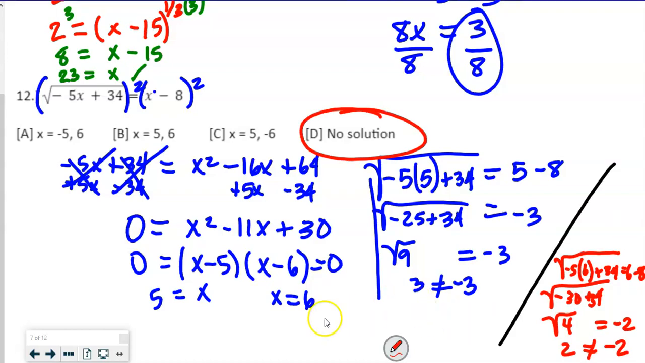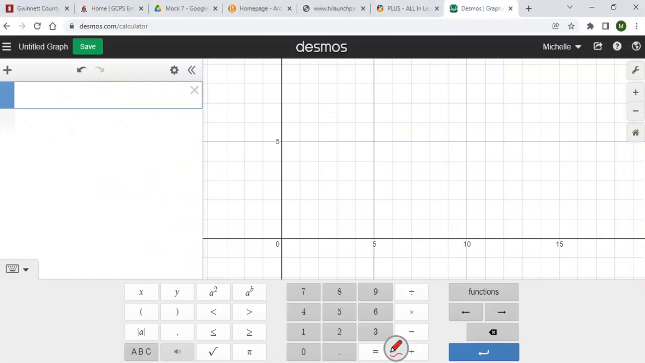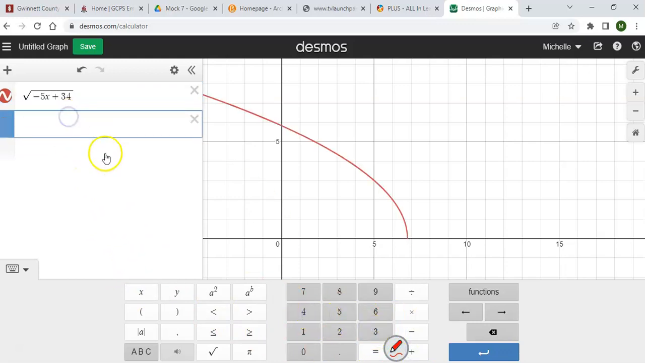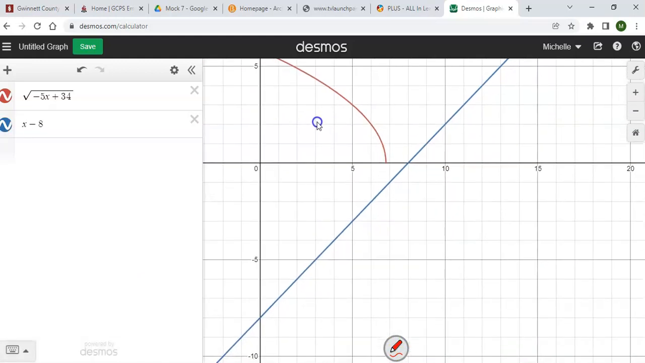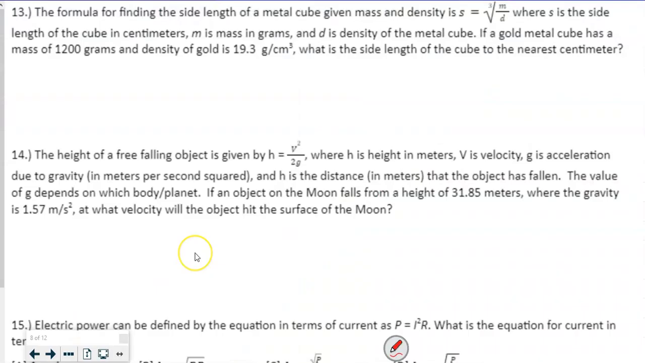So I want to show y'all this one in Desmos. So here we go. We're going to put the square root of negative 5x plus 34, and then we're going to put our other equation right here, x minus 8. Look at that. They never intersect, y'all. And because they never intersect, that's what tells me there is no solution. Okay?